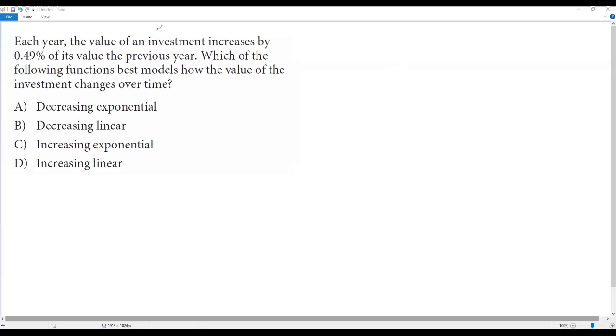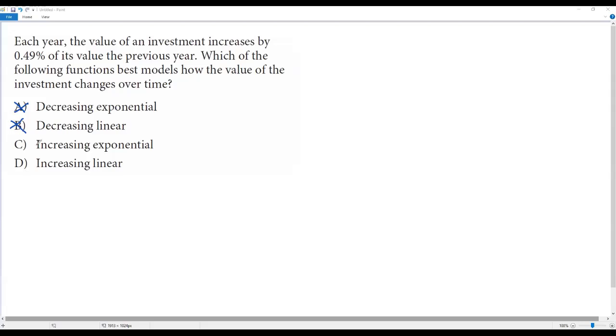Okay, so the question clearly says the investment increases. So definitely option A cannot be correct, and option B cannot be correct, because both of them are saying decreasing. It doesn't matter whether it's exponential or linear. Anyways, decreasing means it's completely opposite to the information we have over here. So option A and option B cannot be correct. So either option C or option D can be correct.